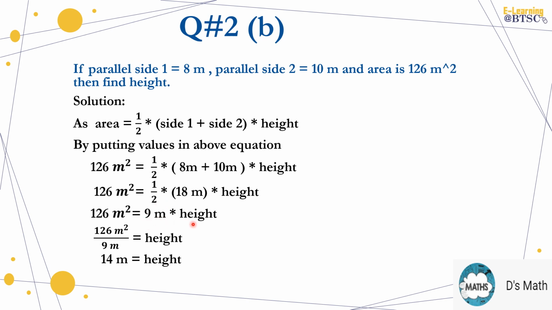Multiplied by height as it is, because we don't know the value of height and we want to calculate it. So I will shift 9 to the other side. Here 9 is multiplying, so when I shift 9 to the other side, it will be divided. 126 meters square divided by 9 meter will be equal to height. When I divide 126 with 9, I have the answer 14, and when I divide meter square with meter, I have the answer meter, as we have 2 meters in the numerator and 1 meter in the denominator. The 1 in the denominator will be cancelled with 1 in the numerator, and I have the answer 14 meter.